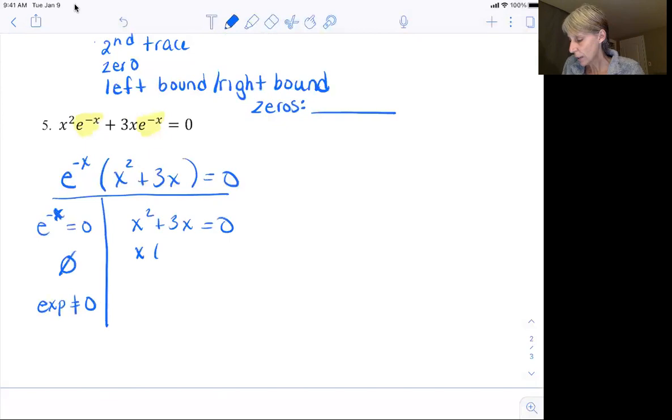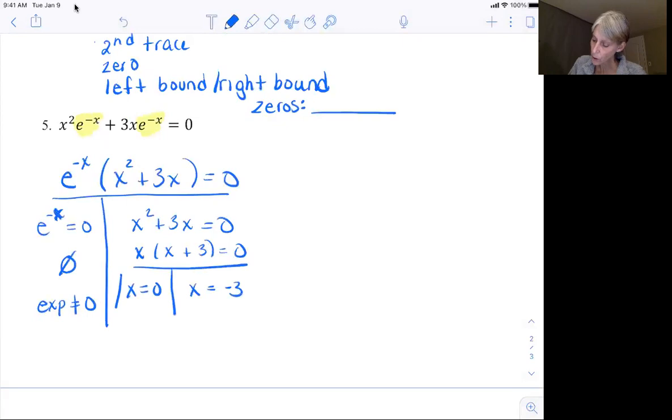And for this factor, x plus 3, so x is 0 and x equals -3, and these are going to be true solutions because it was an exponential equation to begin with, and that's okay.